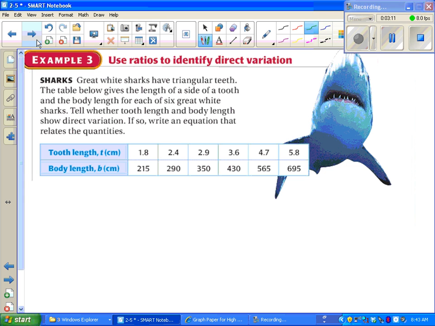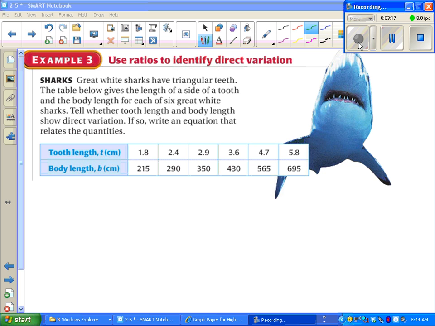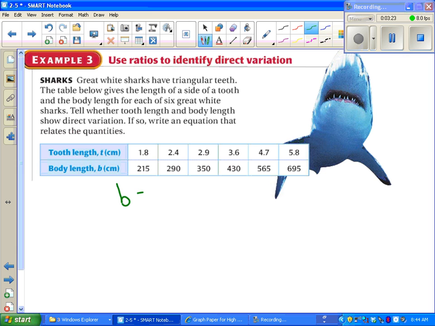One more word problem. Go ahead and pause the video and try to see what's going on here before we talk about it. If there is a direct variation going on here, which is what we're trying to find out, that means our body length and our tooth length should vary directly. There should be some a that we can plug in.